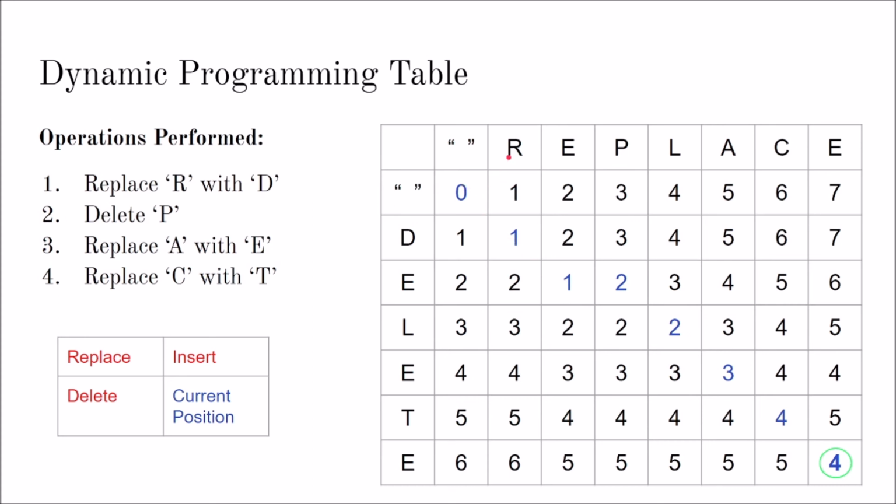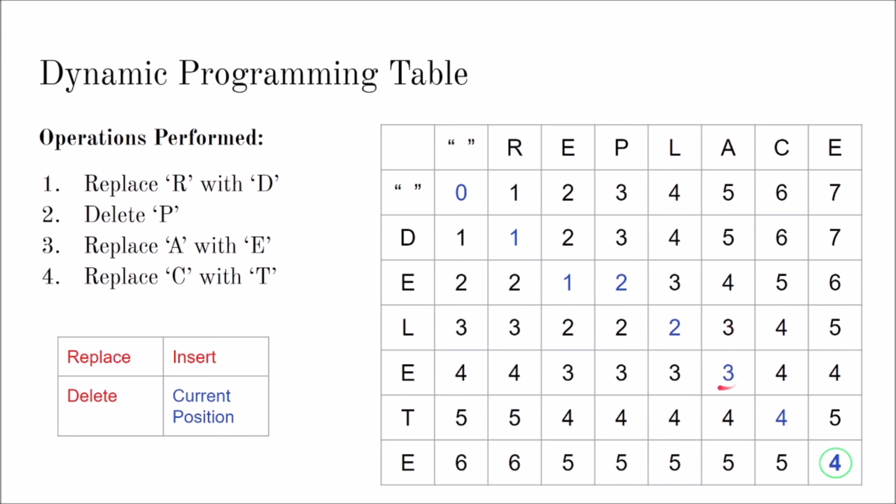So let's say the first operation is performed here, and we took the value from the corner. So we can see that the value on the corner represents the replace operation. So we replace R with D. And the next operation was performed over here, and we can see that we got this value by adding 1 to the value on the left. And from the table you can see that the cell on the left represents a delete operation. So what we did here is we actually deleted P from the string.